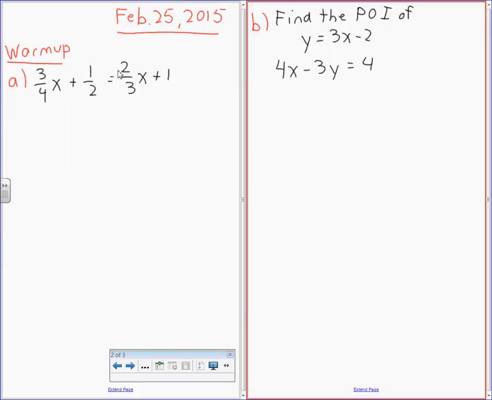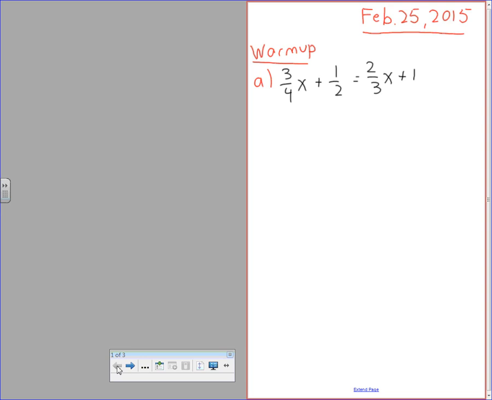Okay, so what I was asked, they said, what should we do first? Collect like terms. That sounds good to me. So what I'm going to do is 3/4 x minus 2/3 equals 1 minus 1/2. That's optional, but that works nicely.